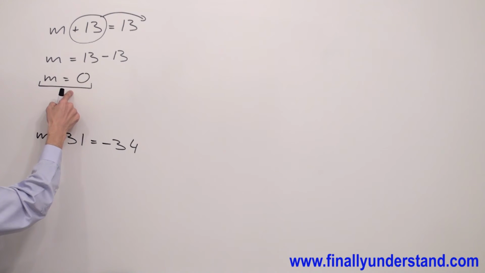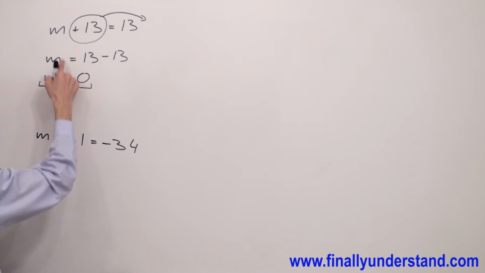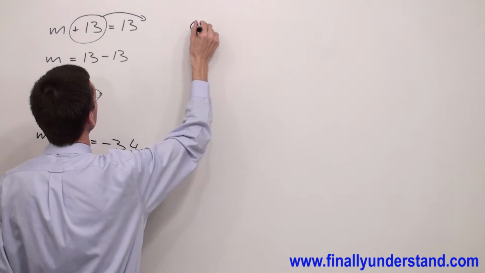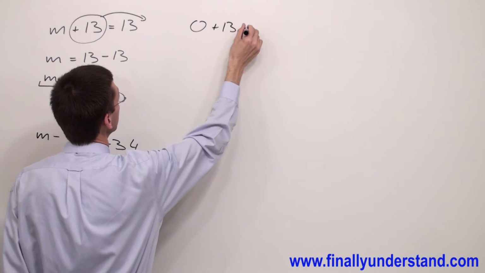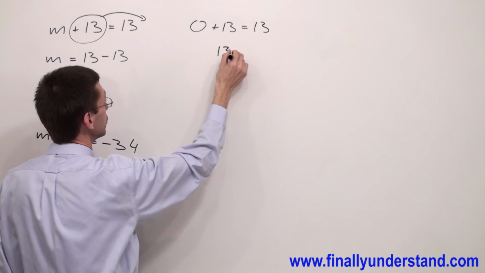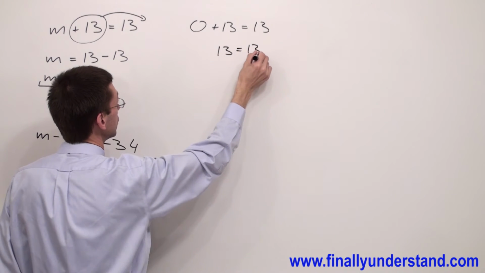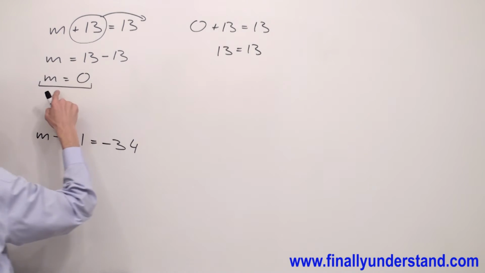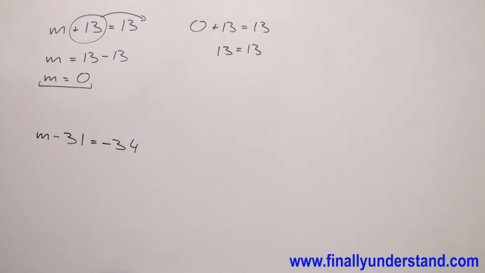Let's verify my answer by replacing this m by this 0. And I'm going to have 0 plus 13 equals 13. 0 plus 13 is equal to 13. 13 is equal to 13. The left side is equal to the right side. That's why this is the correct answer to my problem.